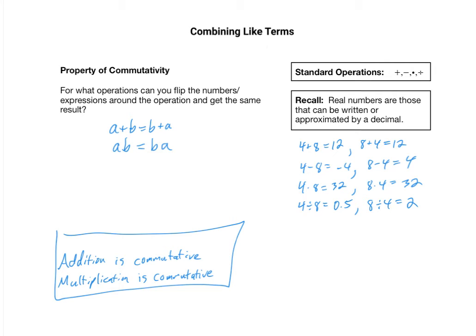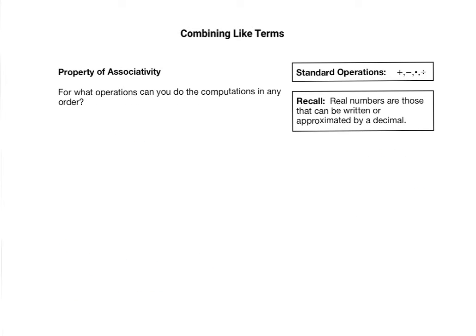That means that addition and multiplication are friendly in some ways. You are more flexible to do things with those two than you are with subtraction and division. Let's now take a look at the property of associativity. And what we want to do is see which of the four major operations are associative. For what operations can you do the computations in any order?